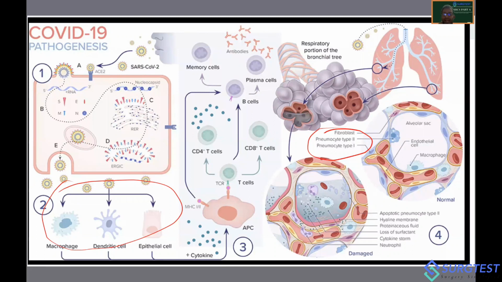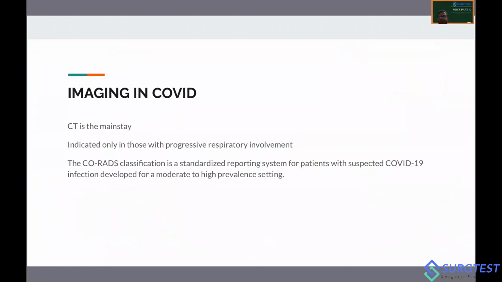Both humoral and cell-mediated immunity are activated in COVID. So I'm going to be skipping the signs and symptoms of COVID because those are related to the medical aspects of COVID management, and these are something which you have already seen in your other class. From the surgical point of view, I'll be talking about imaging in COVID, especially CT scans. A piece of information: CT scans are indicated only in those with progressive respiratory involvement. You don't need to do a CT in every case.